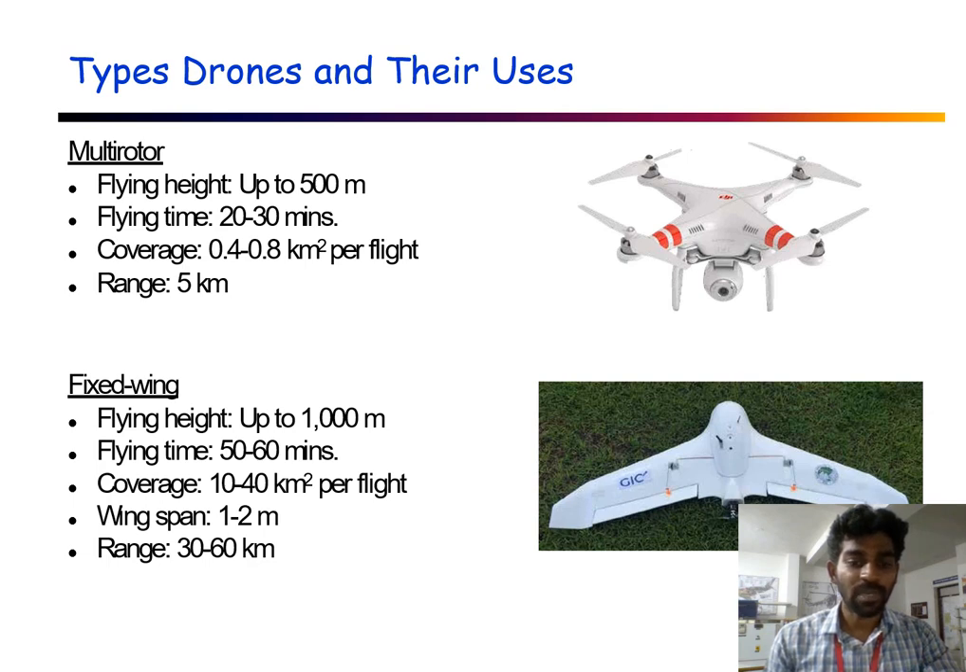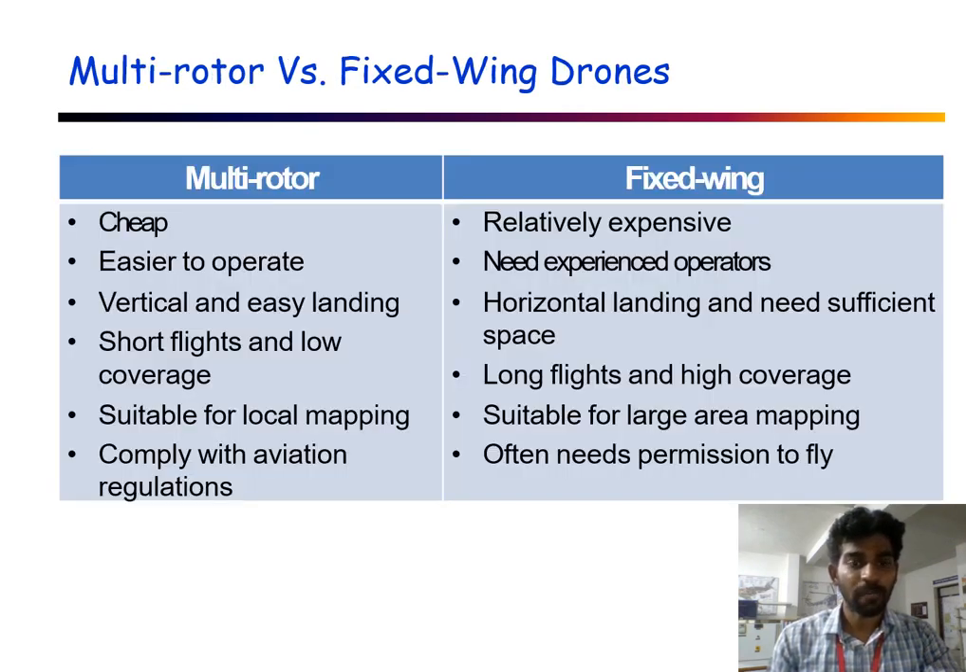The flying time is a minimum of 1 hour, with a coverage limit of 10 to 40 square kilometers per flight, a wing span length of 1 to 2 meters, and a range of 30 to 60 kilometers.